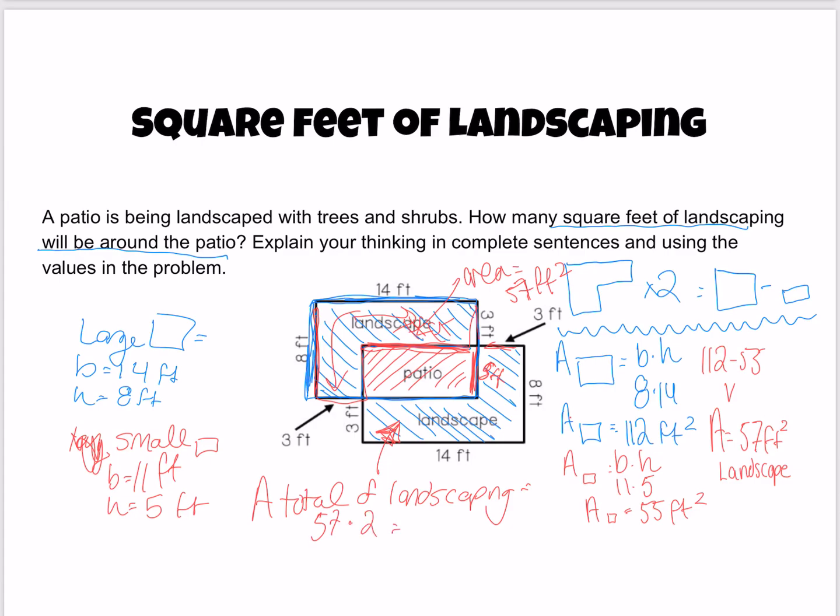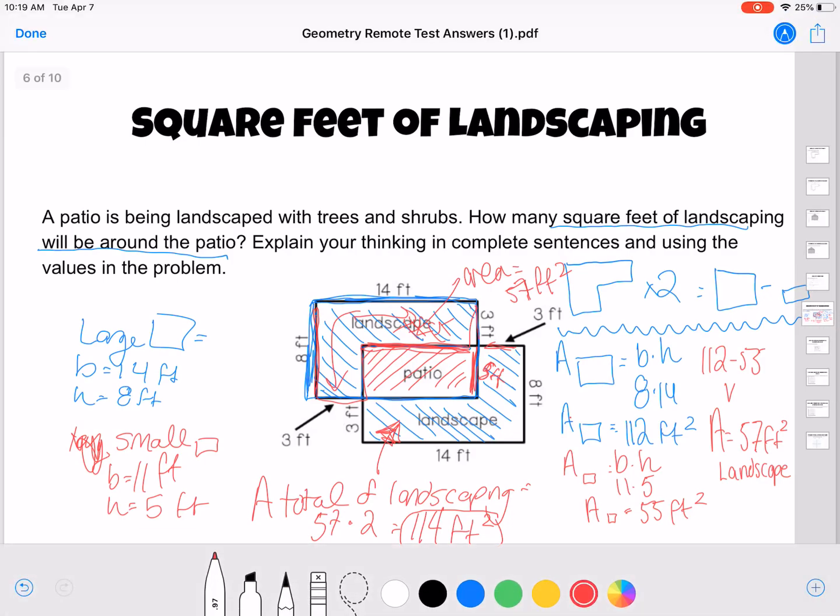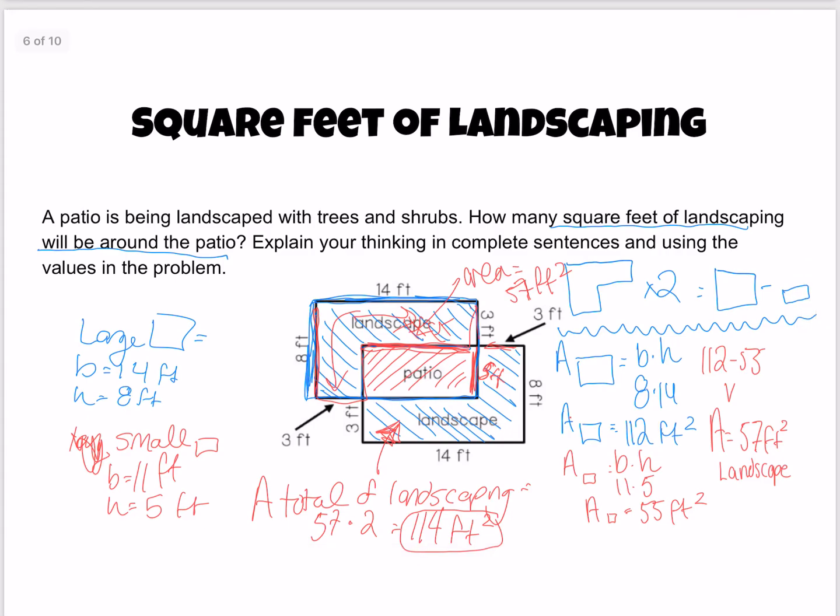And it's going to be 114 square feet. Okay, so now I just need to write out an answer sentence and maybe explain my thinking. So I'll just jot it here that the total area of landscaping is 114 square feet.